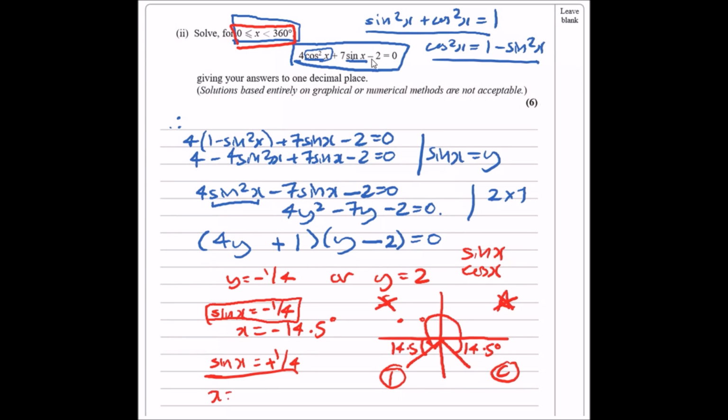So let me just write down here. So one of our solutions would be 180 plus 14.5. And then once again, our second solution would be going all the way around and hitting here, which is of course a full turn, 360, minus 14.5 back. So that's 360 minus 14.5. And that's it, guys. That's literally all we have to do.